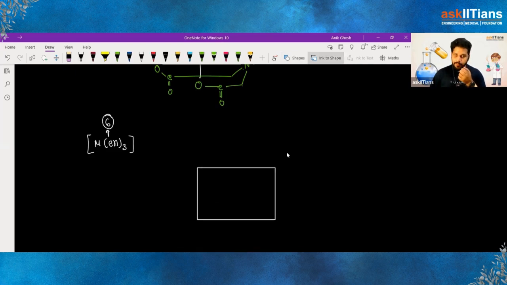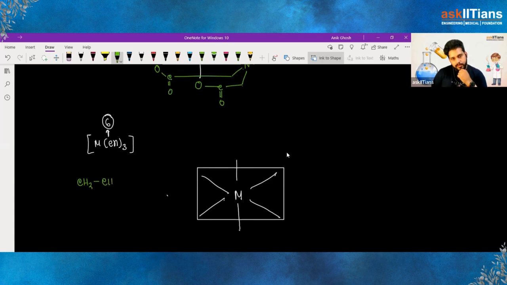Pay attention to this part. So here is your metal. Again, draw 6 bonds like this. Then after that, you draw the ethylene diamine. It looks like this. Both of them are going to be donating: NH2, NH2, 2 donor sites, with CH2, CH2. This is one ethylene diamine.